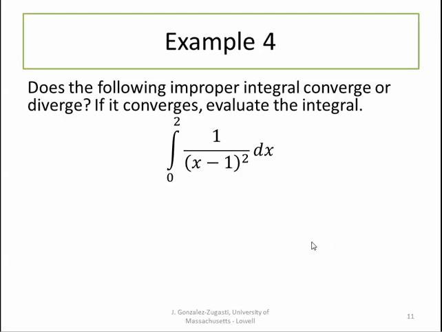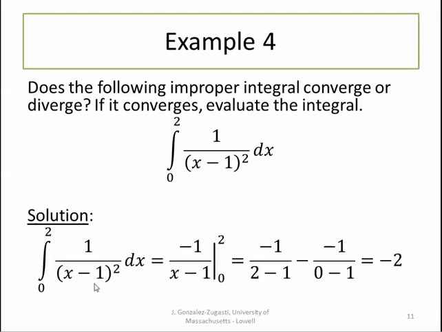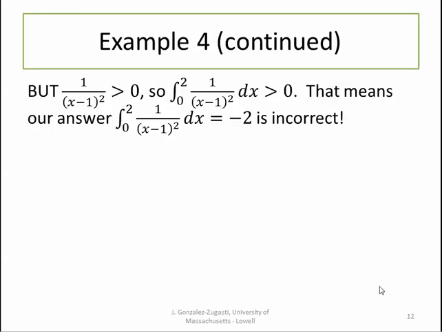Here's another example. Let's figure out whether this integral converges or diverges. Okay, I know how to integrate that. I know that the antiderivative is this. I evaluate from 0 to 2, plug in my points, and I get that this integral is equal to -2. But wait a minute. Look at the integrand. The integrand is 1 over something squared. That's always positive. And if you integrate something that's positive, you should end up with a positive answer. So I have done something wrong.